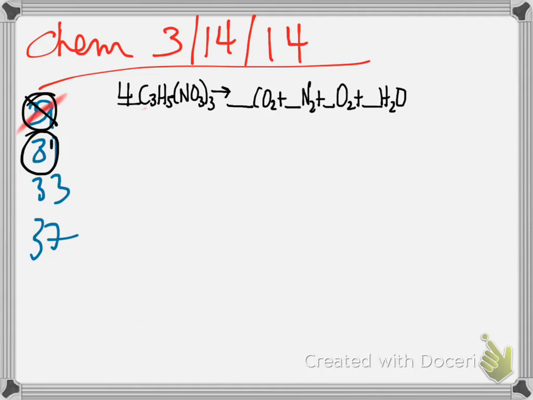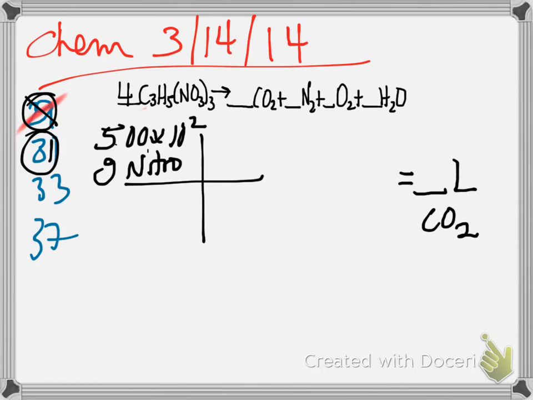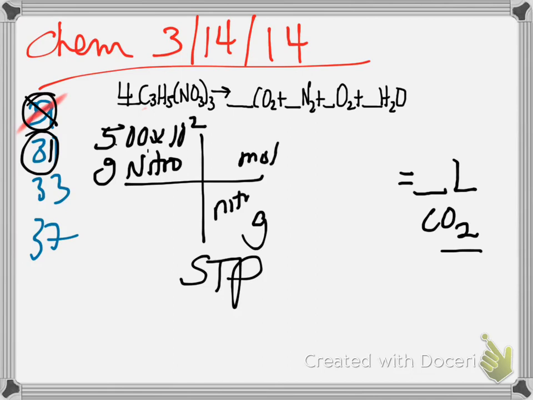So in number 31, we're given the reaction, and we're told that 5.00 times 10 to the second grams of nitro exploded at STP, and we want to know what the total volume at STP is for all the gases. So you're starting off with the mass of a liquid in this case. It's not a solid, but still it's not a gas. And you know that you want to end up in the volume of a gas, and we know that this is occurring at STP, so we need to go grams to moles, and this is going to be nitro.